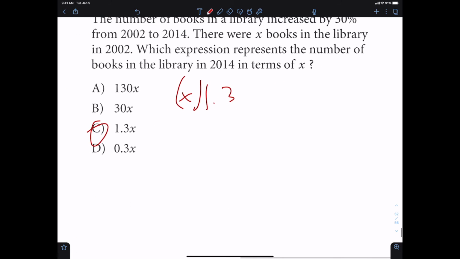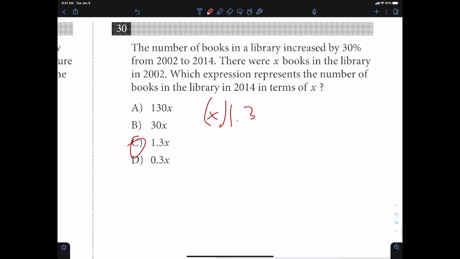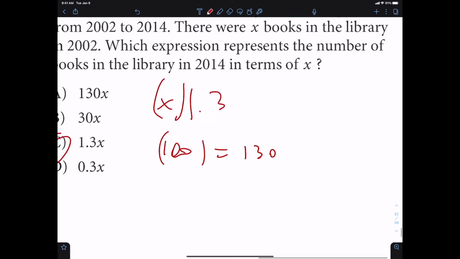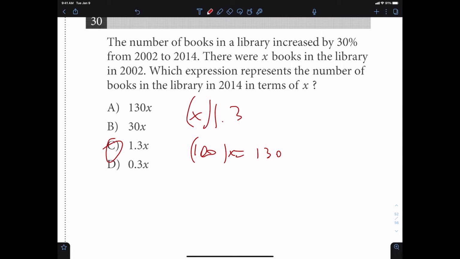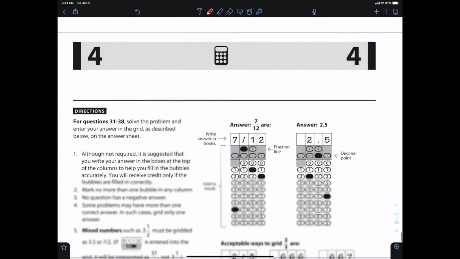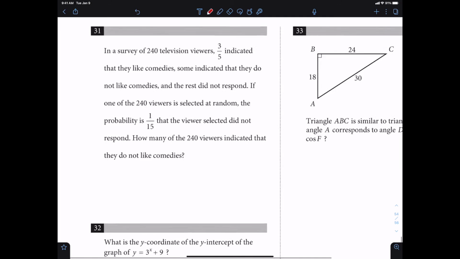And another way to do this is to plug in some numbers, make up some fake numbers. So let's say the number of books in the library in 2002 was 100, and we ended up with 130 books. We know that. So to solve for whatever x is, we can just divide and we get 1.3 times x. Cool. On to the free response.